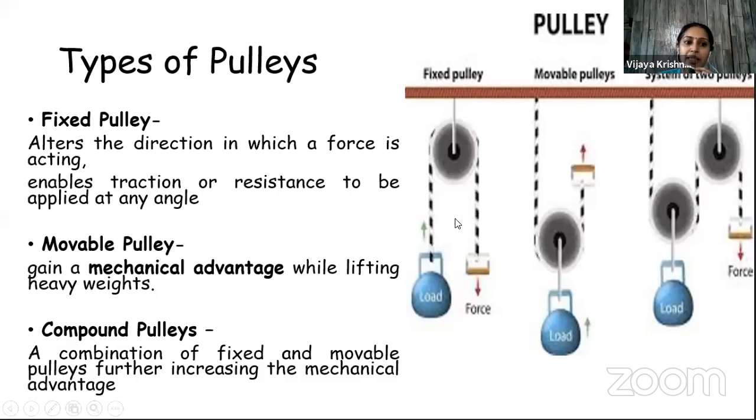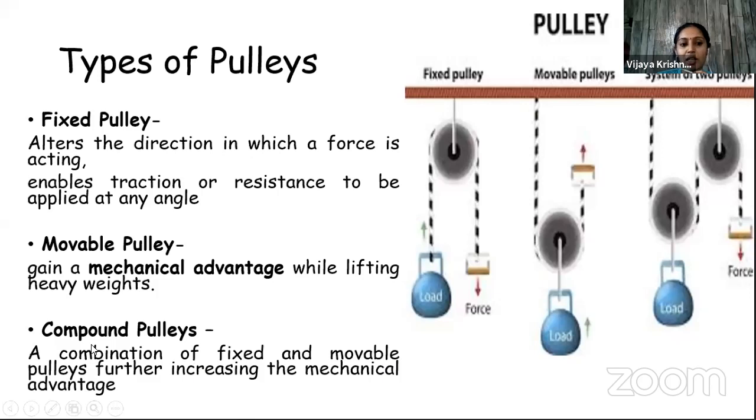It enables traction or resistance to be applied at an angle. So this is when you're going to apply a pulley for the human body. The next system that we are going to see is the movable pulley. Now, a movable pulley is going to give you another advantage, where you pull this load and the entire system moves up. It gives you a mechanical advantage twice that of a fixed pulley, thus making it much easier than the first one.